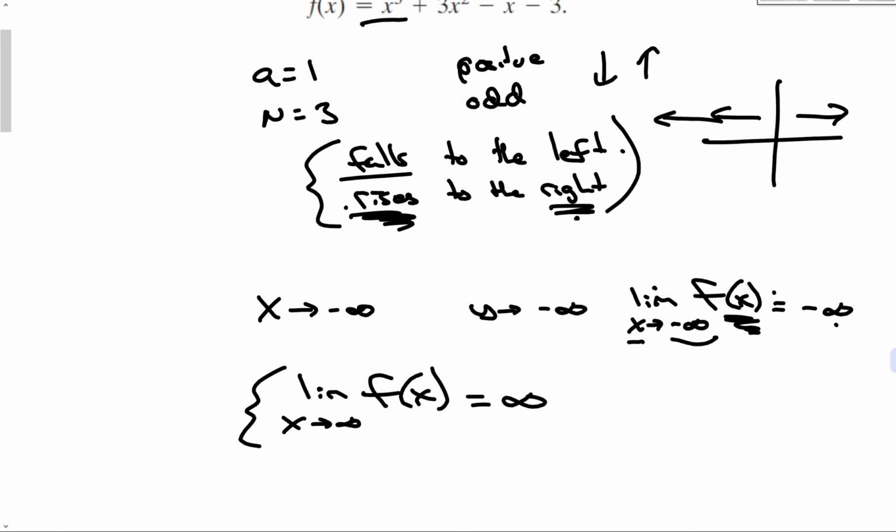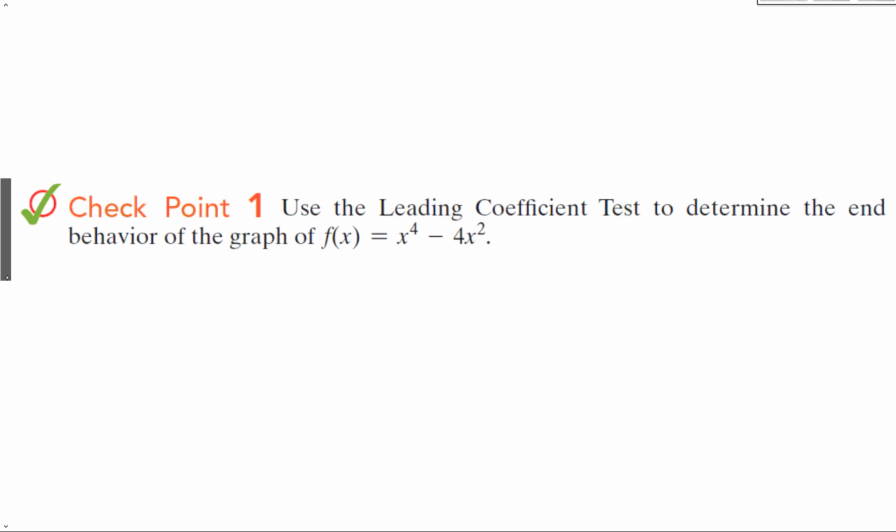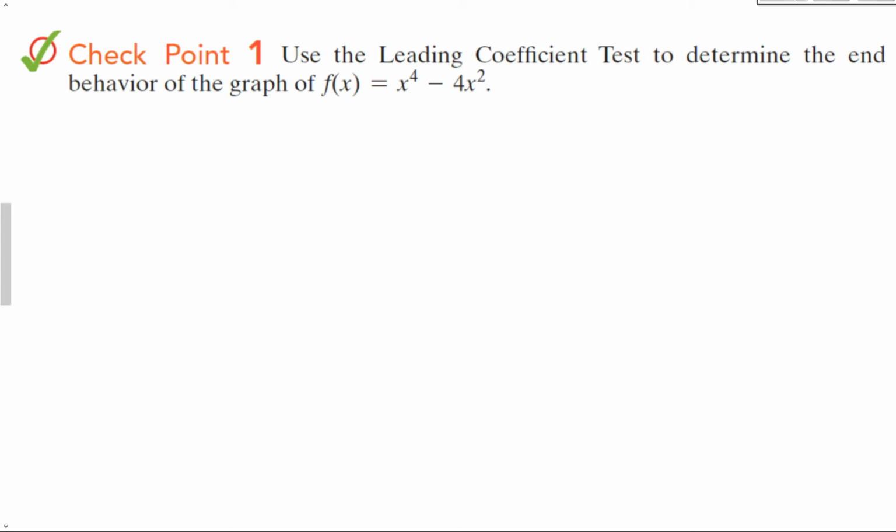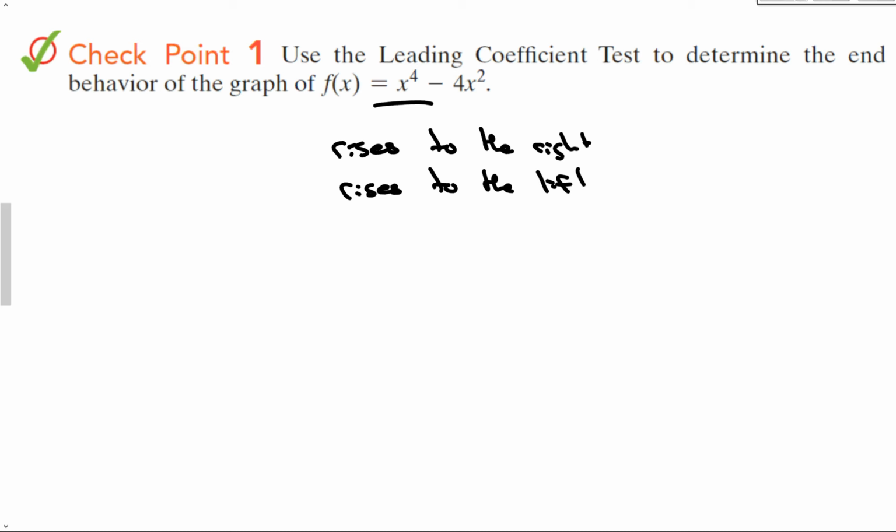Okay, so I'll always try to do a second question to make sure that everybody was following what's going on. So here's our first checkpoint question. Use the leading coefficient test to determine the end behavior of the graph. Well, I look right here. I see that the leading coefficient is positive. I see that the exponent is even, which means that this function rises to the right and rises to the left.